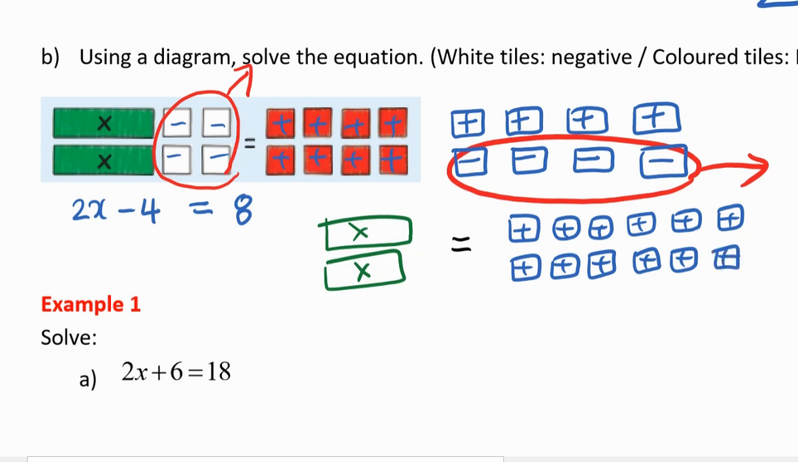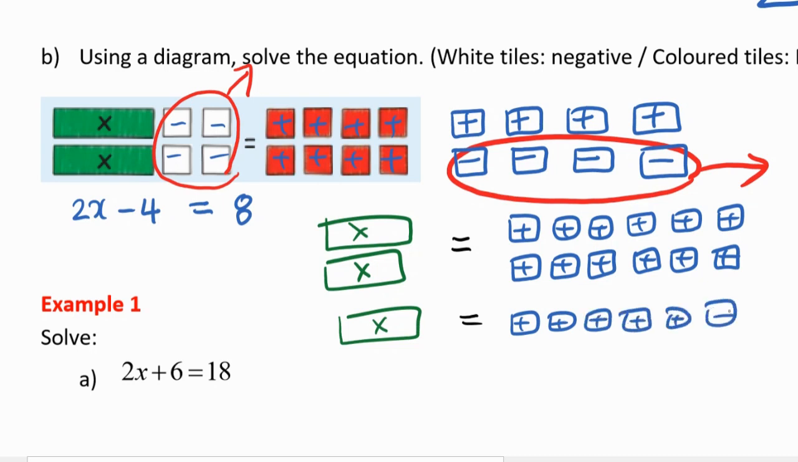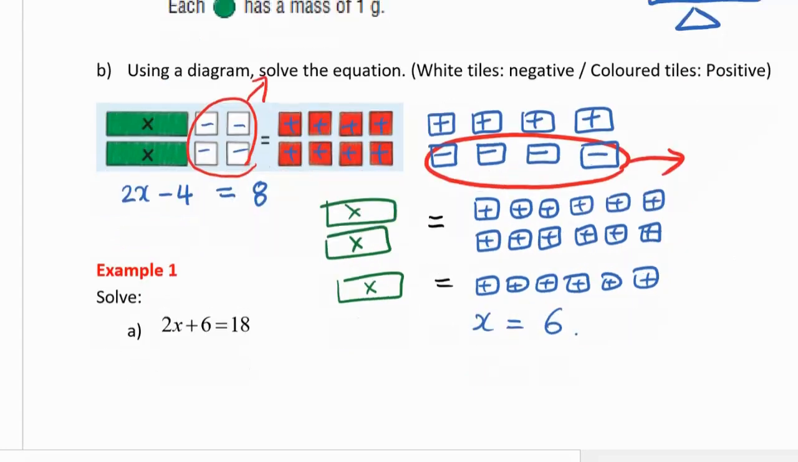So if 2x equals 12, then what is 1x? Right. 1x will be 6, positive 6. Okay. x equals 6. So this is the answer. So this is another way of solving an equation using algebra tiles. Right, next.